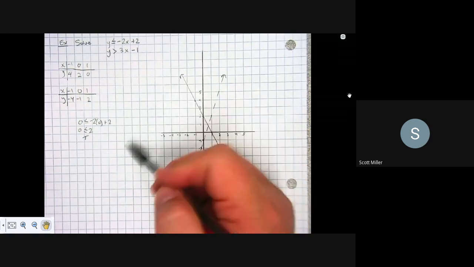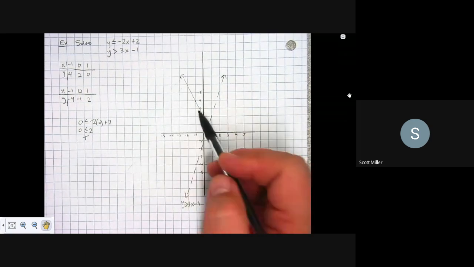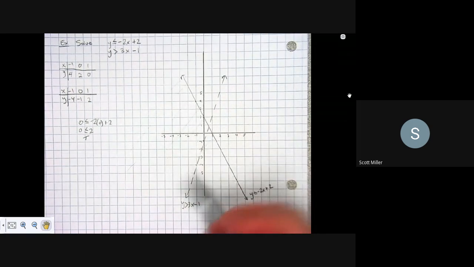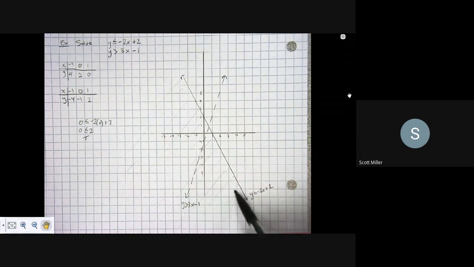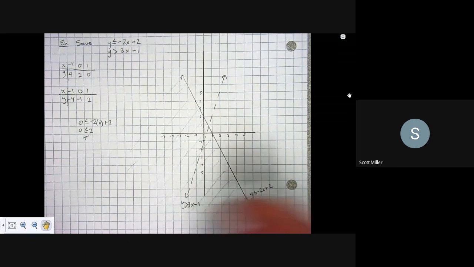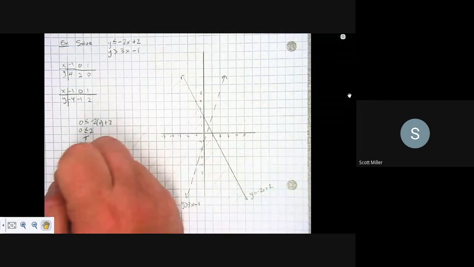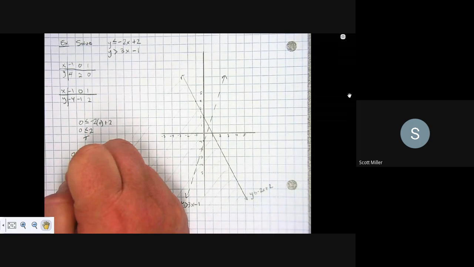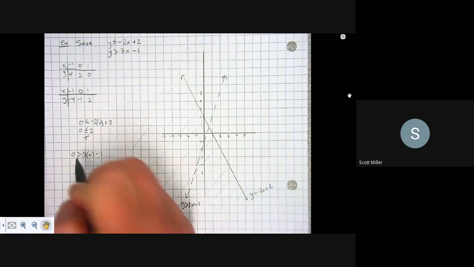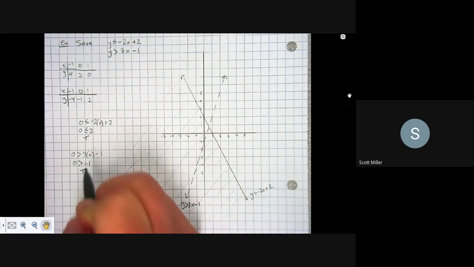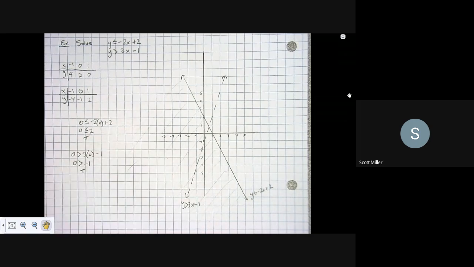Pick a direction to shade. You want to shade it very lightly. Don't go dark. Go all the way across, just like so, because you're looking for a region where they may overlap. Now let's do the bottom one here. Again, 0 greater than 3 times 0 minus 1. Is 0 greater than -1? That is also true. 0 is indeed greater than -1.